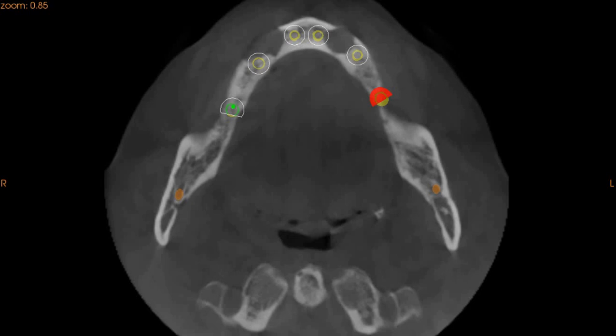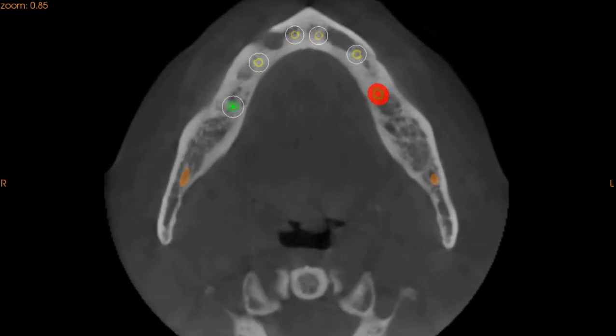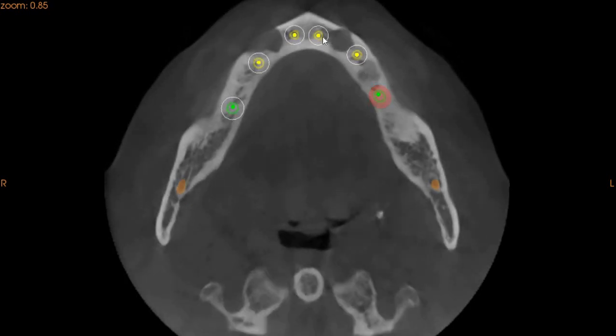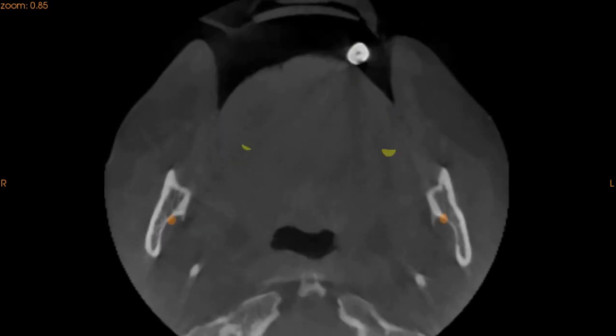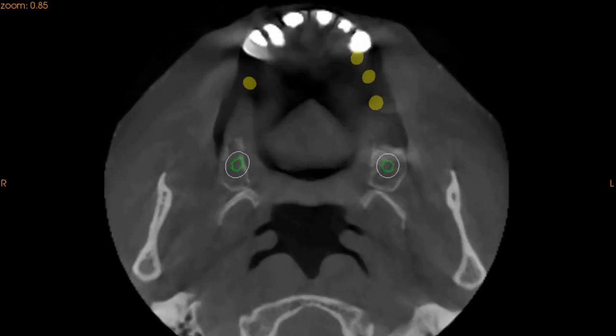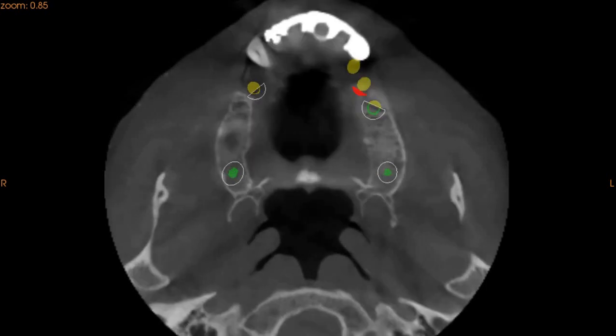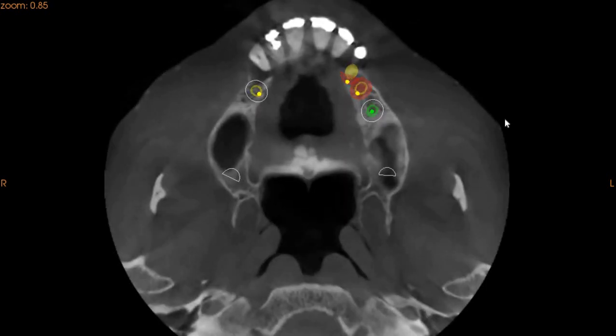of the lower arch. All the implants will be placed in the center of the ridge, avoiding all the bony defects. This is the lower arch axial view, and this is the upper arch axial view where the implants can be placed in the ridge with all the bone that we have available in this region.